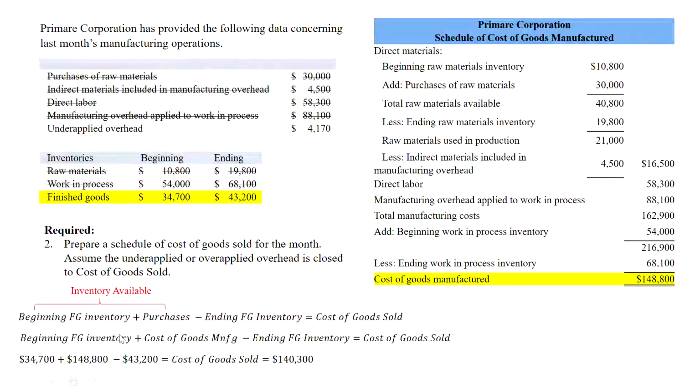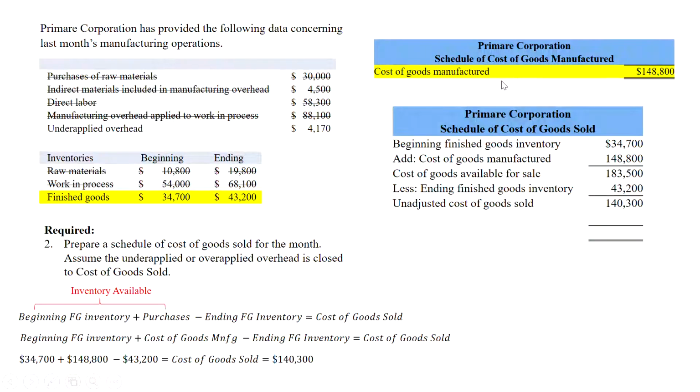Plug those in. Beginning finished goods of 34,700, cost of goods manufactured 148,800, minus ending finished goods of 43,200 equals cost of goods sold of 140,300. That's saying here's the cost of units that I actually sold to customers.